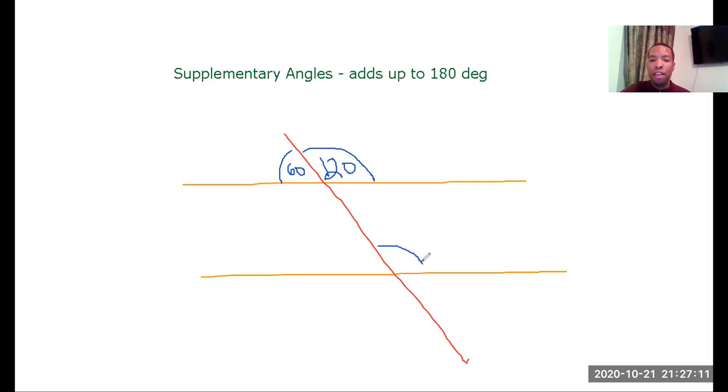Also, if you look at this one, if this one right here is 120, then this one right here is 60. It's on a straight line. We have that straight line going that way, but we also have that straight line going that way. Either way, the angles that are adjacent to each other would be supplementary to each other because they add up to equal 180.